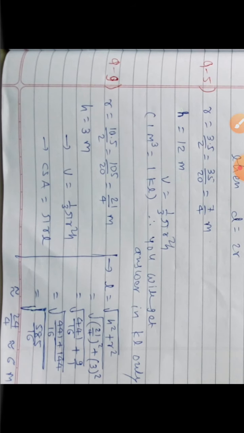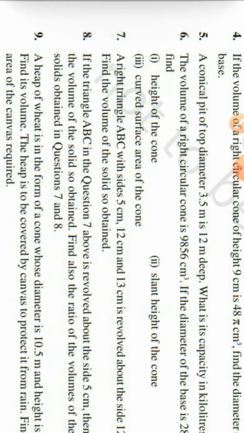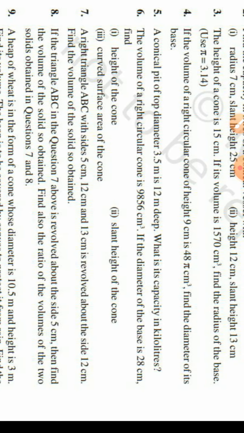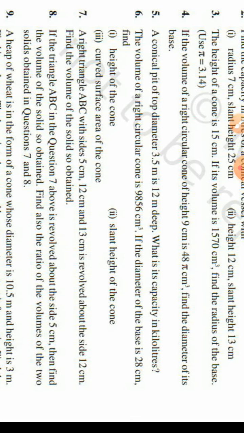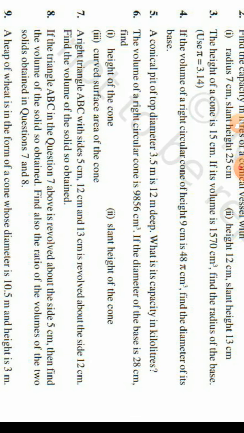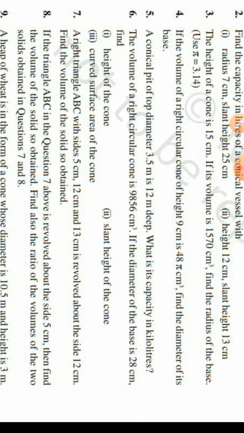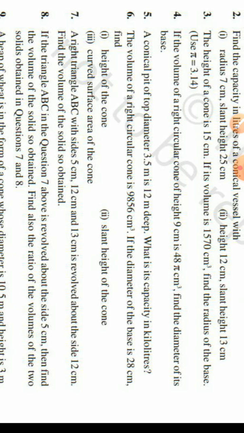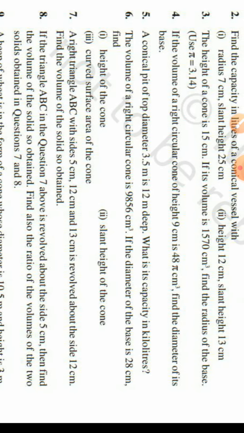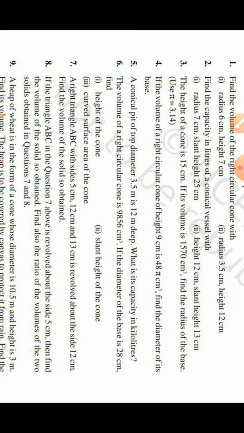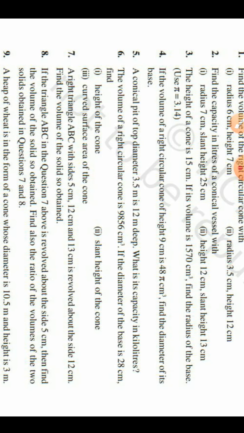Now look at number 5. That is very simple again. If the volume of a conical pit of top diameter 3.5 meter, means that the cone is in an inverted way. Pit means just like an inverse way. So diameter is given, and what else is given? Dip means depth or height, so height is given, 12. What is the capacity in kiloliter? Here capacity is in kiloliter. That is beneficial for us.